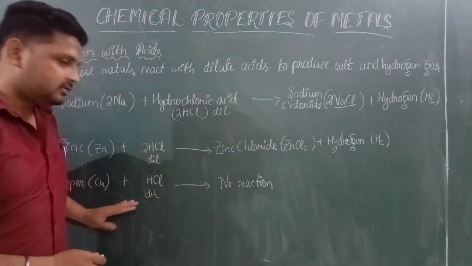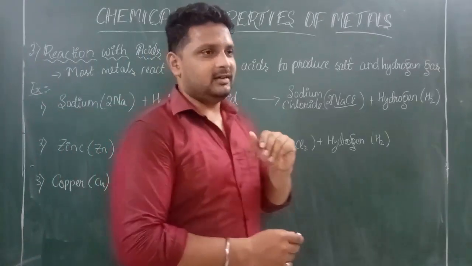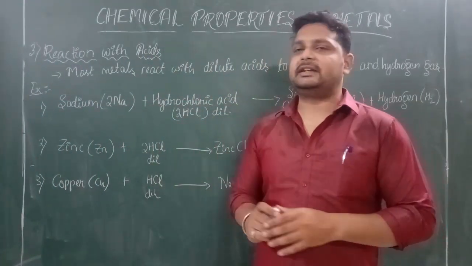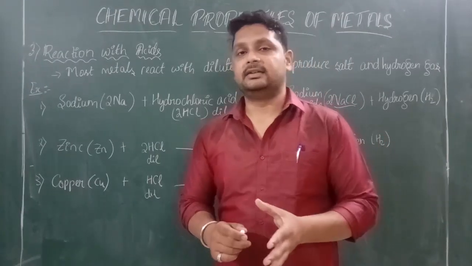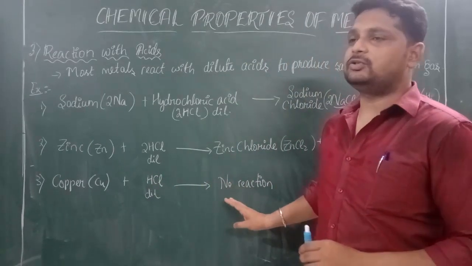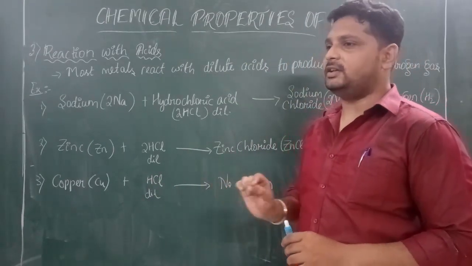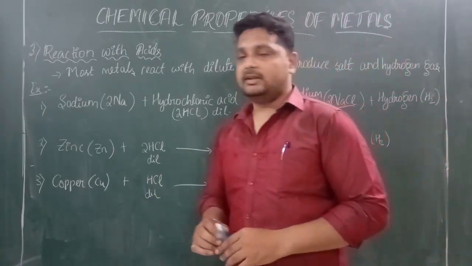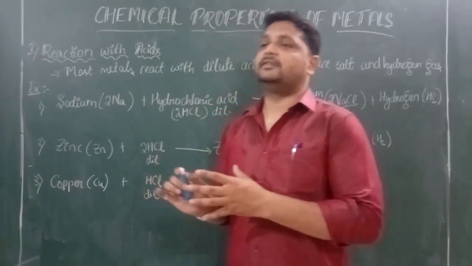But copper is a special type of metal because it does not react with dilute hydrochloric acid, neither with sulfuric acid or any kind of acid. Okay, so it gives no reaction. Copper does not react with acid. Okay, so this is how metals react with acid.